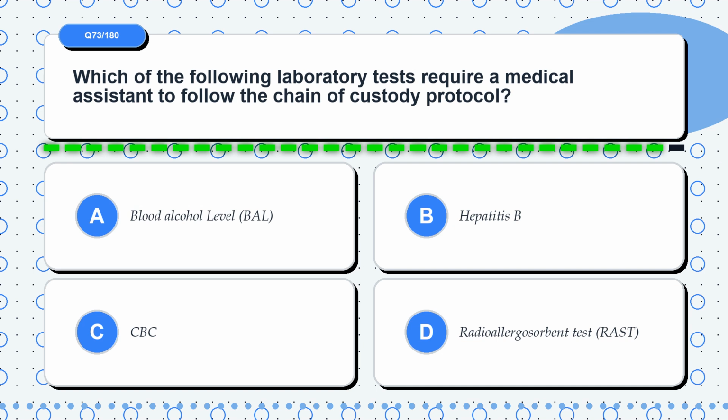Question 73. Which of the following laboratory tests require a medical assistant to follow the chain of custody protocol? Here are the options. Option A, blood alcohol level, BAL. Option B, hepatitis B. Option C, CBC. Option D, radioallergosorbent test, RAST.